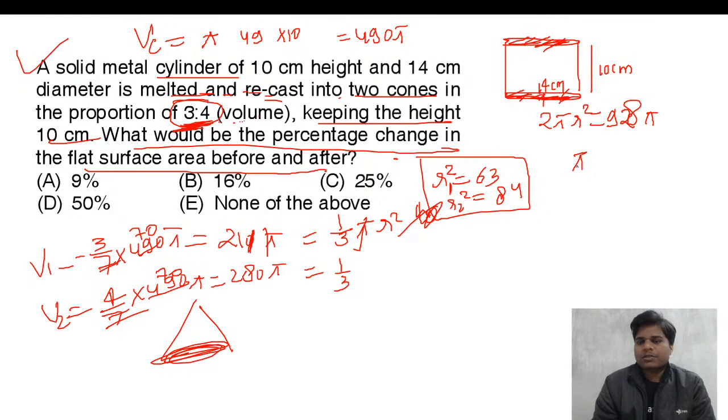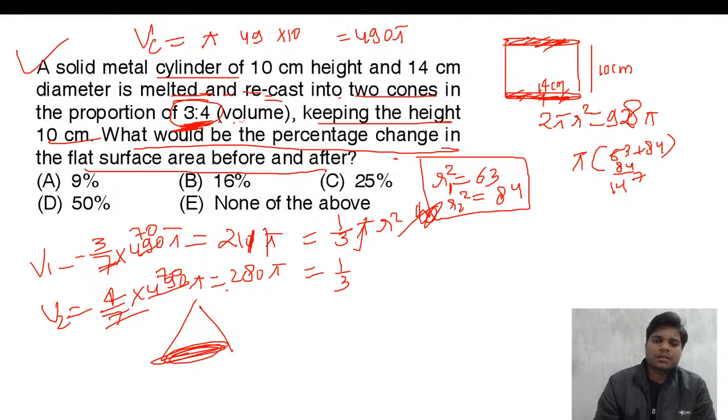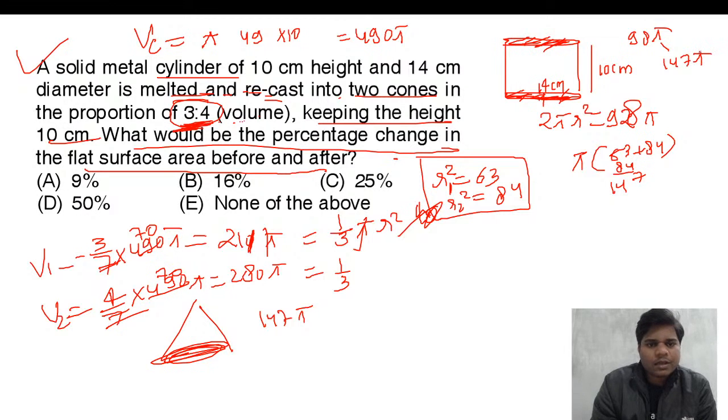Fine. So basically we need to add both. So pi r1 square, that is 63 plus 84. So 63, 84, that is 7, that is 147 pi. 147 pi. So earlier there was 98 pi, now this is 147 pi. So what we need, what is the percentage change in the flat surface area before and after? So we just need to find the ratio of this thing. Basically we need to find the change.